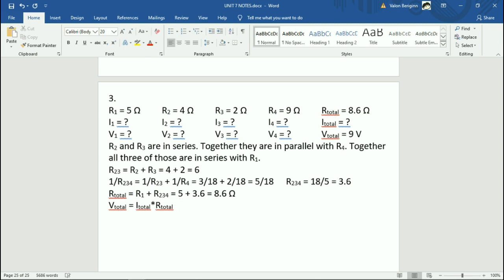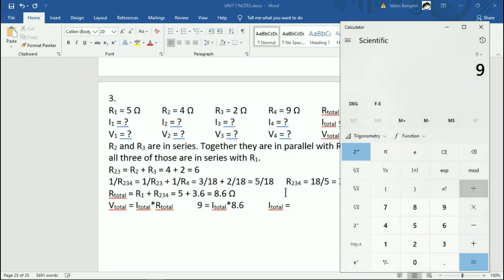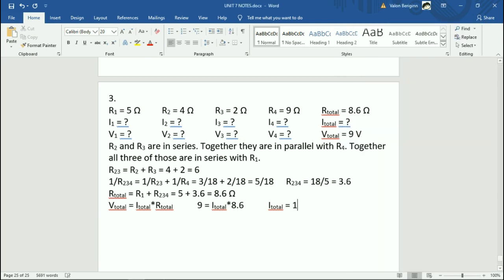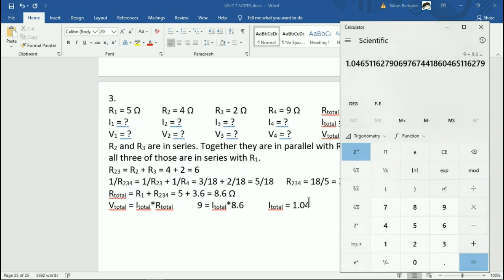So we have 9 equals I total times 8.6. So I total equals... not a great number, 1.0465.